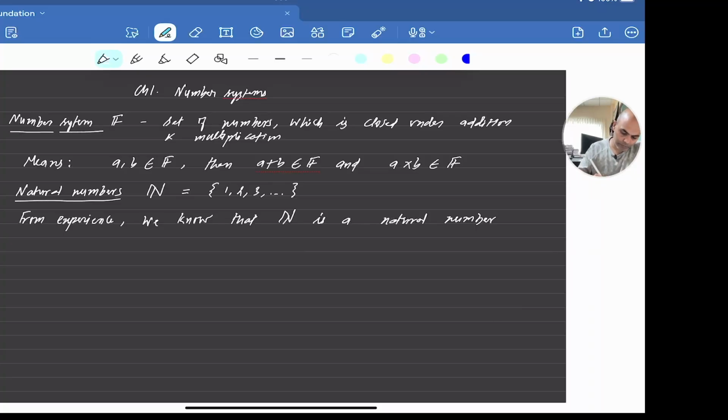Second number system is the set of integers. It's denoted by the symbol Z. Z is a set which includes natural numbers as a subset. It includes natural numbers, and it includes 0, and it includes all negative natural numbers.